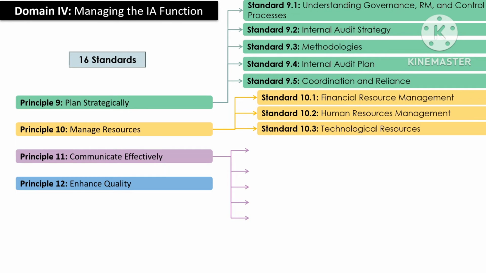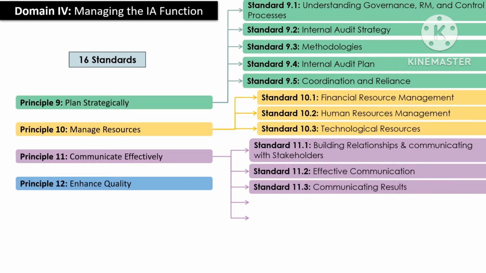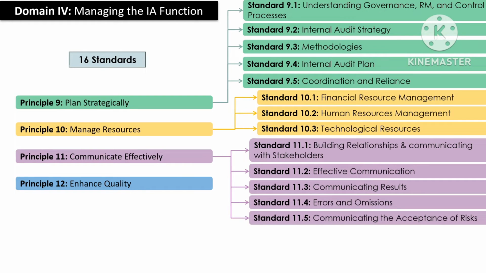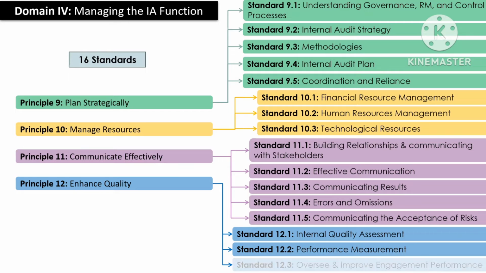For principle 11, communicate effectively, we have standard 11.1 building relationships and communicating with stakeholders, effective communication, communicating results, errors and omissions, and communicating the acceptance of risk. For principle 12, enhance quality, we have 3 standards: 12.1 internal quality assessment, performance measurement, and 12.3 oversee and improve engagement performance.